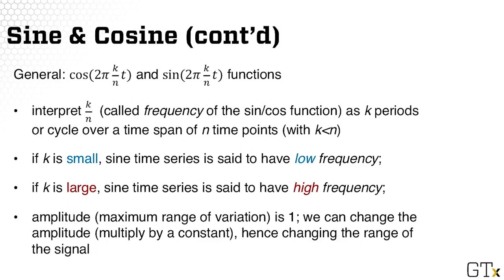If k is small, we say that the time series has low frequency. If k is large, we say that the sine time series has a high frequency. In the cosine and sine signals provided so far, the amplitude of the signals is equal to 1, where the amplitude is the largest variation of the signal. That is, the range of the signal is from -1 to 1. If we want to change the range or the amplitude of the signal, we just have to multiply the signal by some constant.